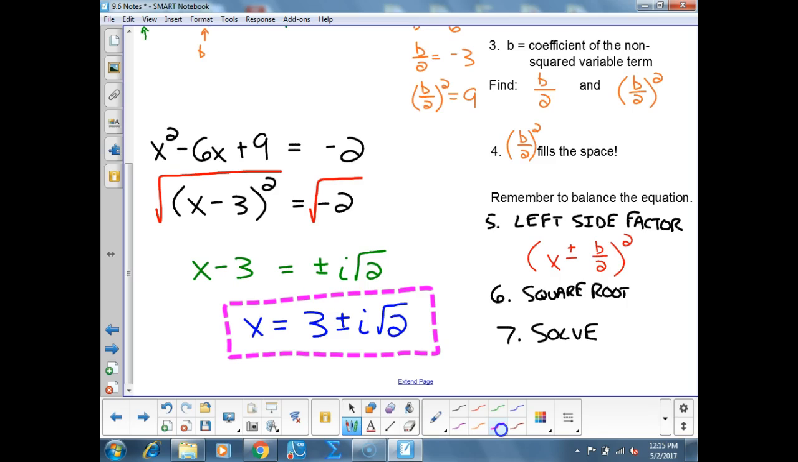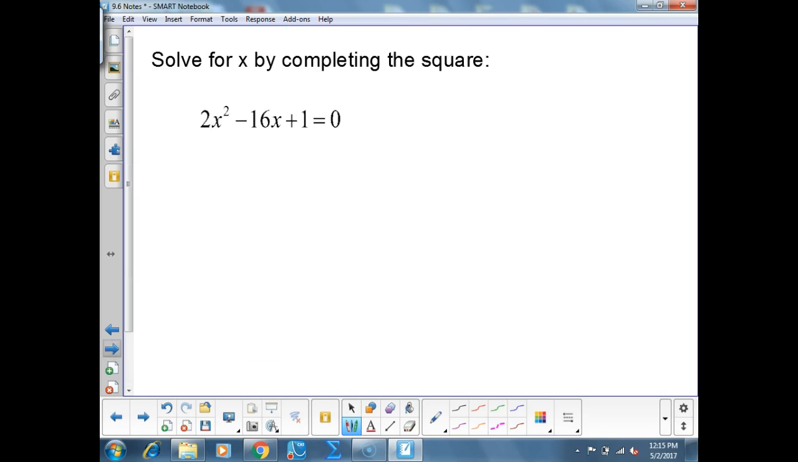Is that all we're doing today? We're completing the square. Yeah. But we're solving for x. Yep. You're going to use it. Oh, well, I guess I gave you another solving by completing the square one.